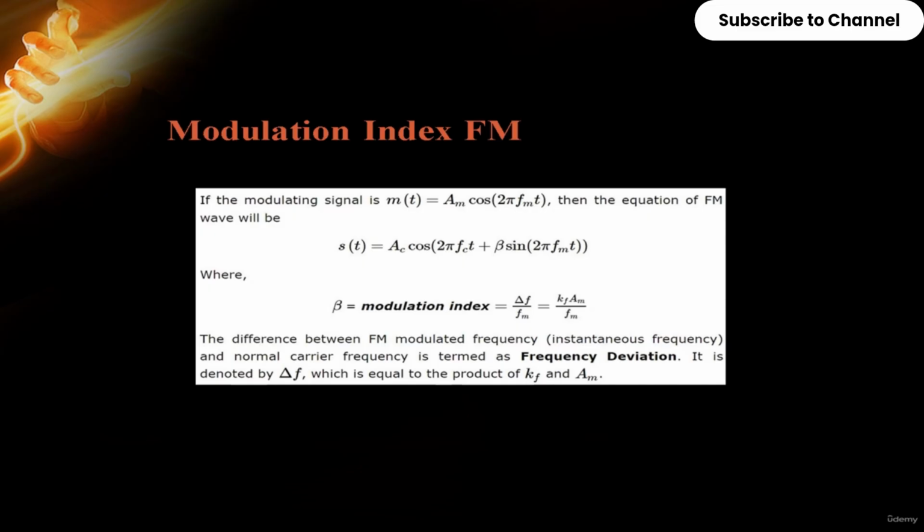Then the modulation index is calculated with the formula Δf by fm. Δf is given by kf into Am. The difference between the modulated frequency and the carrier frequency is denoted as the frequency deviation. It is denoted as Δf, which is equal to the product of kf and Am, which we already saw in the previous lecture, along with what fm is.